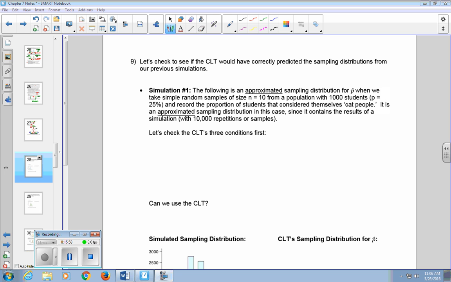So we're going to start by checking the central limit theorem's 3 conditions first. Remember, the first condition was, are the samples random? We'll put random samples. And are the observations independent? So do we have independent observations? We're going to assume that that one was met because it was a simulation and taking random samples. Second condition, is the sample size large enough? I'm just going to shorten that as sample big enough.